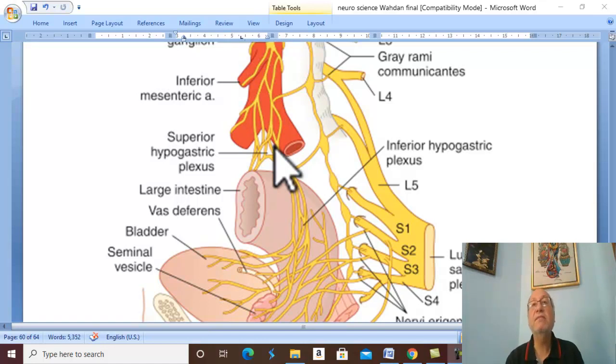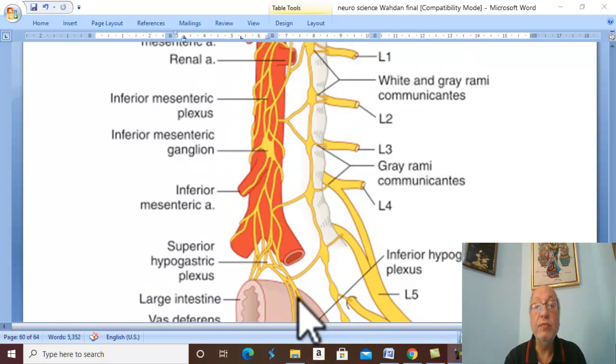Distribution of this superior hypogastric plexus: branches to the inferior hypogastric plexus. These are descending branches, and also the superior hypogastric plexus gives ascending fibers upward to the inferior mesenteric plexus, and these ascending fibers contain parasympathetic fibers from pelvic splanchnic nerve to the inferior mesenteric plexus to supply the hindgut.